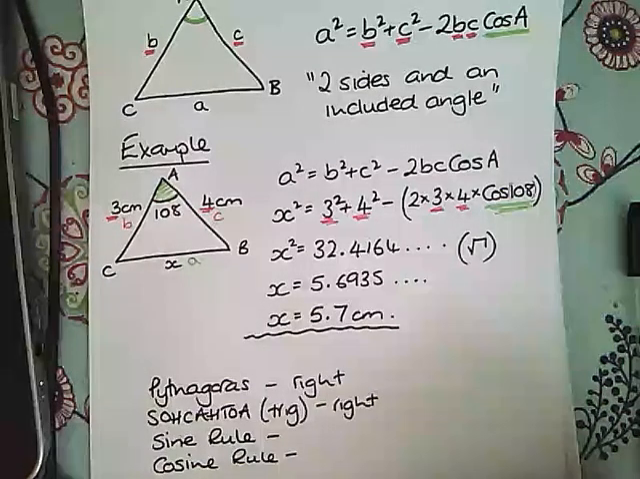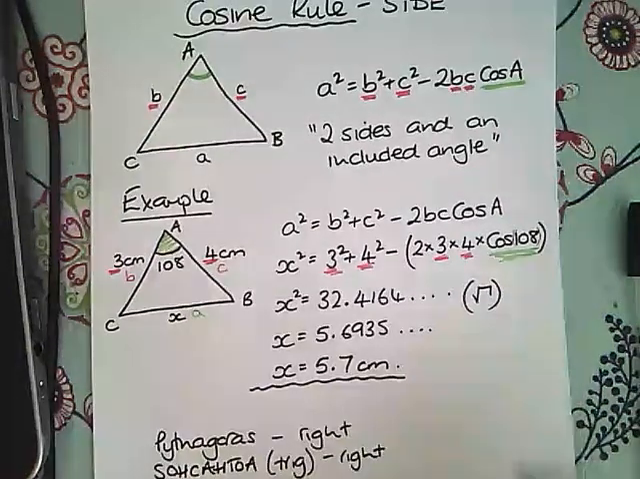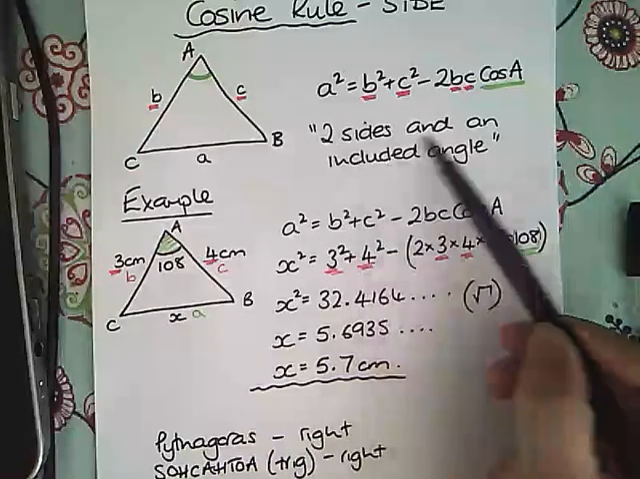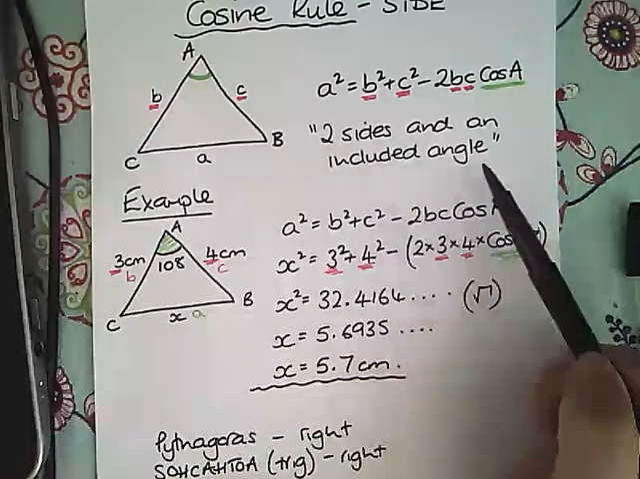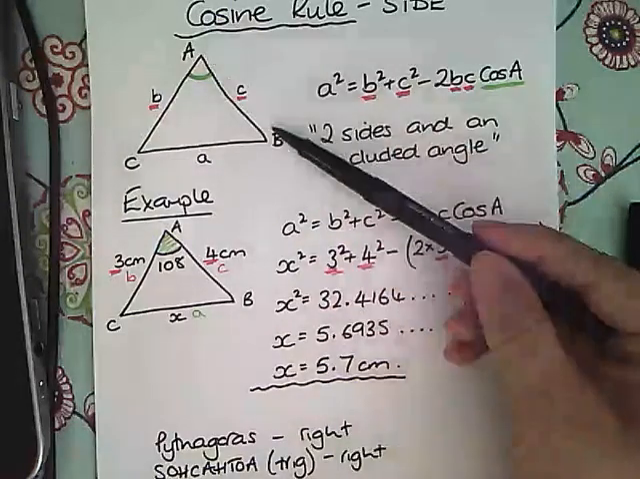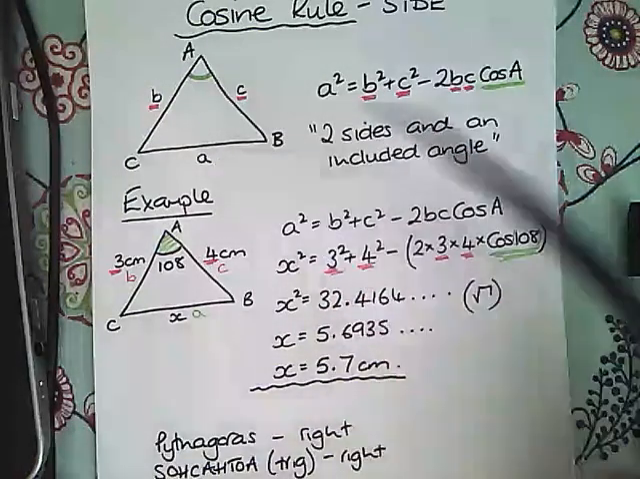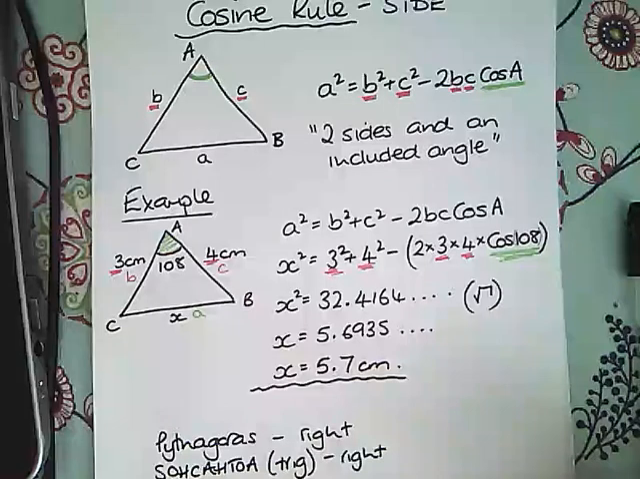The key thing about the cosine rule is that it has this phrase associated with it: two sides and an included angle. It means that you're dealing with these two sides and the included angle, and you would be able to find the side opposite the included angle.